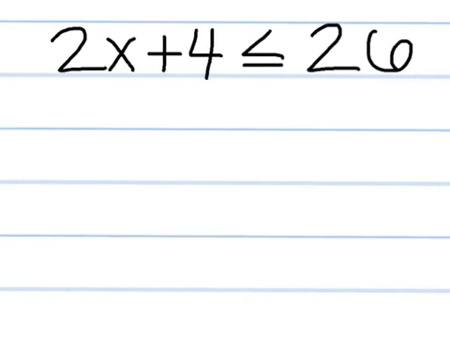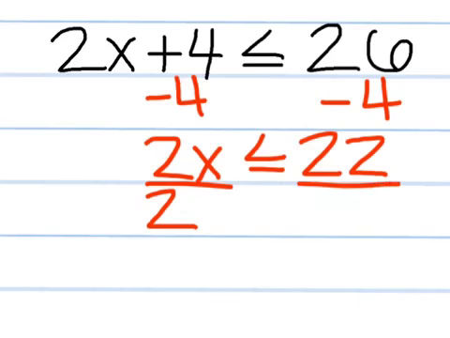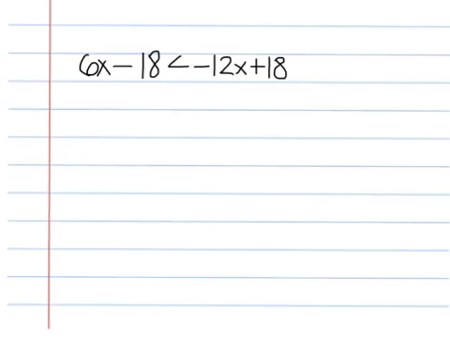Solution for practice problem number 1. Okay, we want our x to be by itself, which means we're going to have to get rid of our 4. How are we going to do that? We're going to subtract 4 from both sides. When we do that, we have 2x is less than or equal to 22. What do we need to do next? Divide by 2, our coefficient. That's going to give us x is less than or equal to 11. Okay, practice problem number 2.